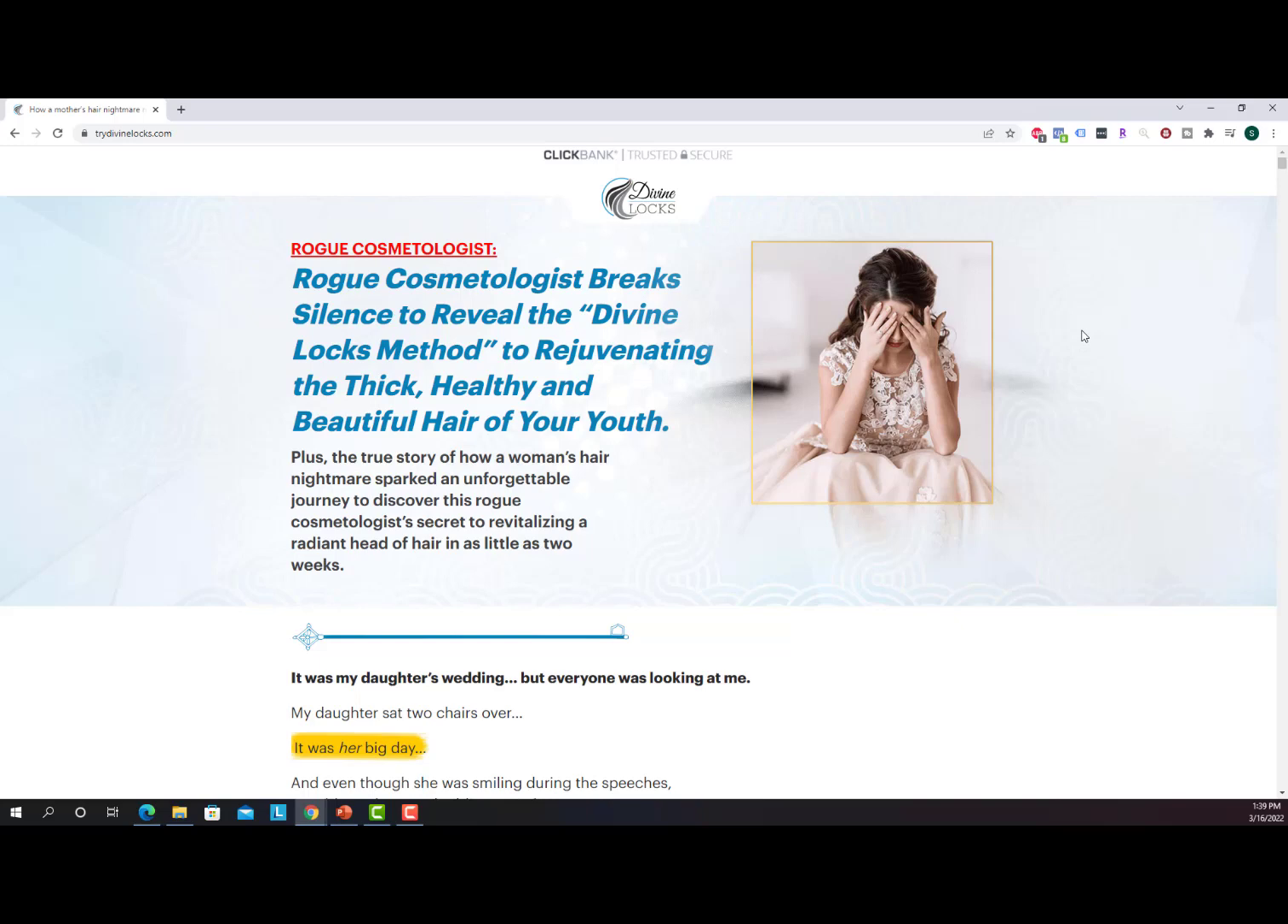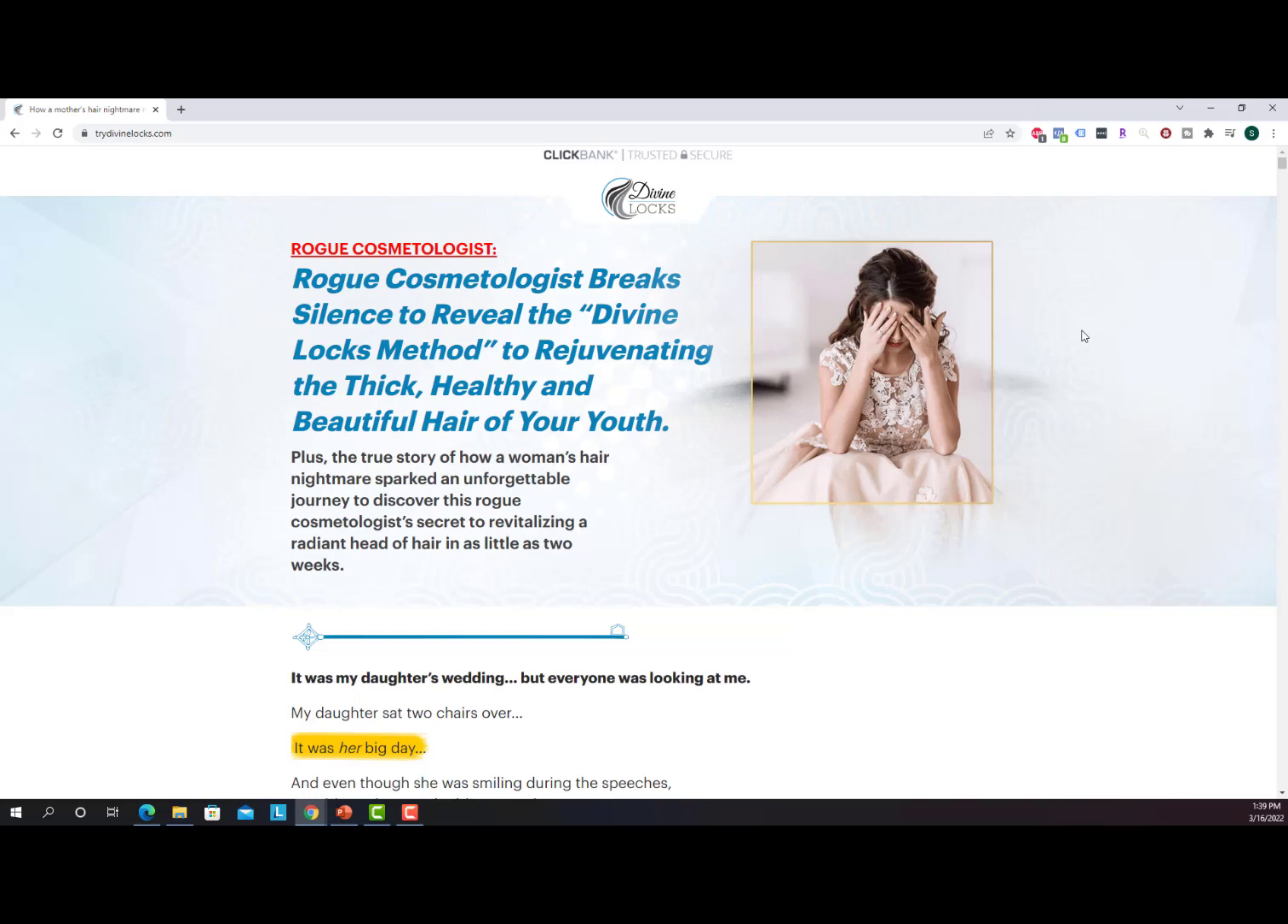This one we talked about, this new headline that I talked about here is a secret lead, and we talked about this one briefly when we were discussing secret leads. But this one is also a secret lead wrapped up in a story, so this could be easily classified as a story lead. Rogue cosmetologist breaks science to reveal the Divine Locks method, that's your secret, to rejuvenating the thick, healthy, and beautiful hair of your youth. Now look at the subheadline.